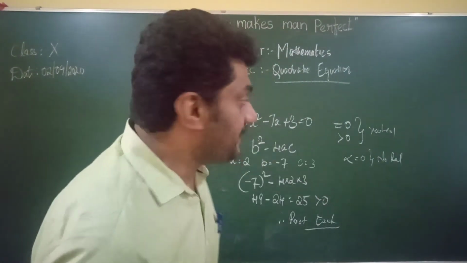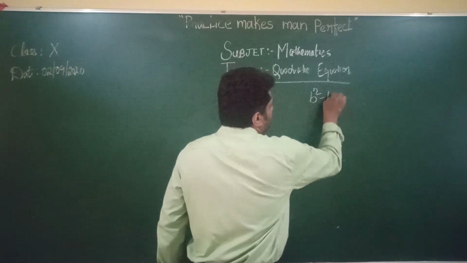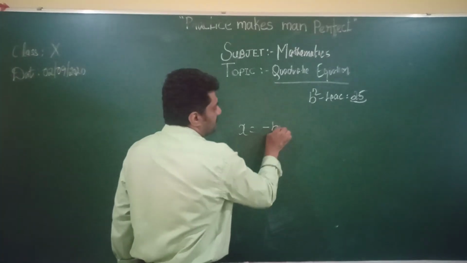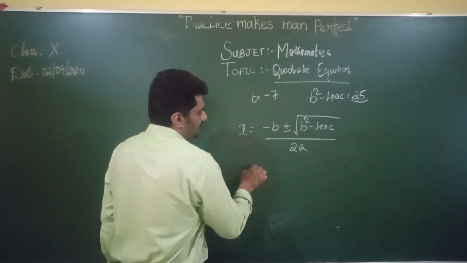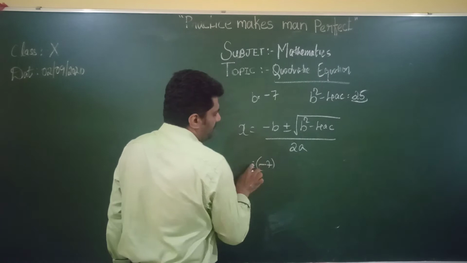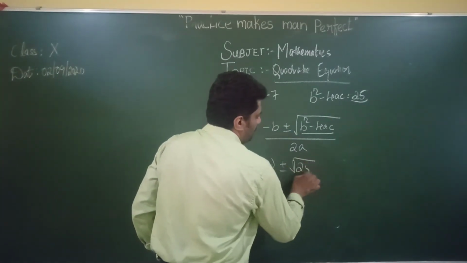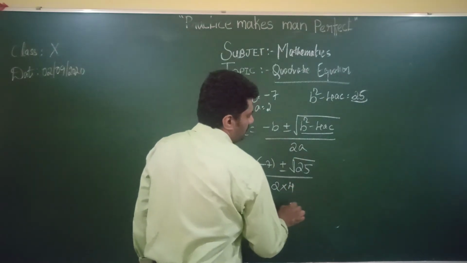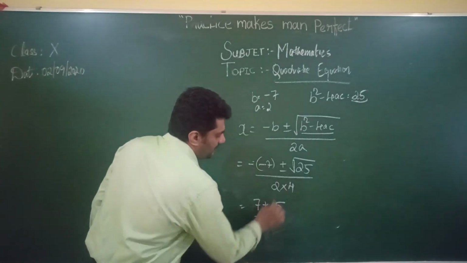Now, once the root exists, we have to get the value of x. We already know that the value of b square minus 4ac is 25. Remember this. Now, put the formula. X is equal to minus b plus or minus root of b square minus 4ac divided by 2a. Here, the value of b is negative 7. This becomes negative of negative 7, plus or minus root of 25, divided by 2 into the value of a, which is 2, is 4. Minus into minus is plus 7, plus or minus root of 25 is 5, divided by 2 4s are 8.